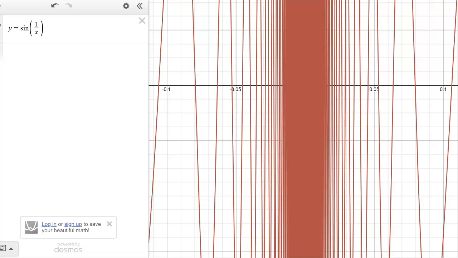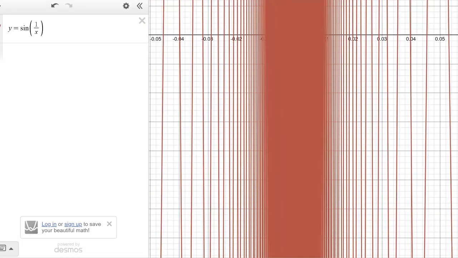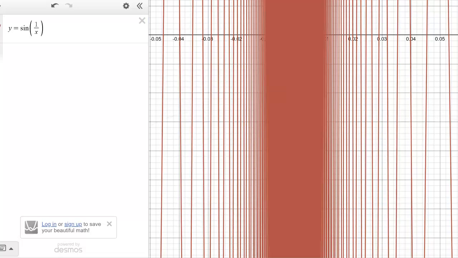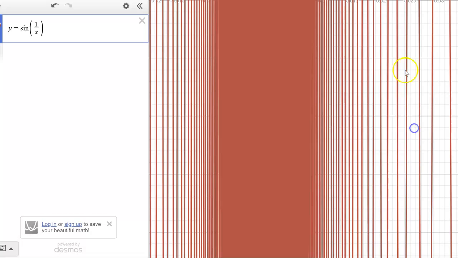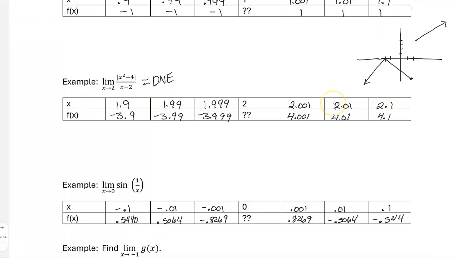I'm trying to zoom in, but my fingers keep catching the graph. See, even if we zoom in a whole lot, the oscillations are just getting so close to each other that it's just not possible to zoom in enough to find out what's going on. So this does not exist.